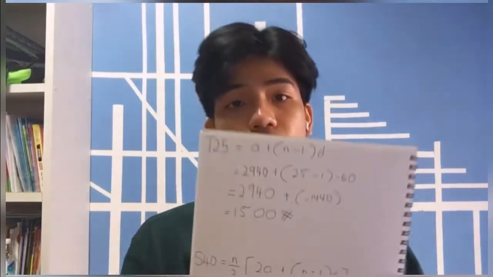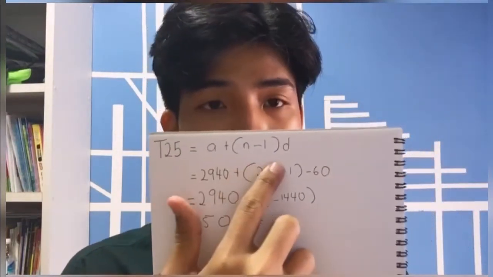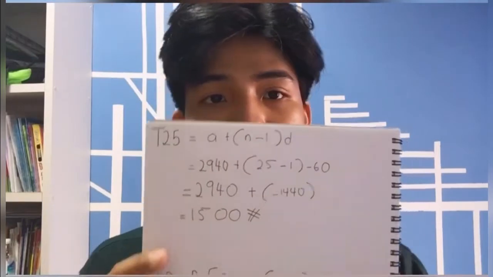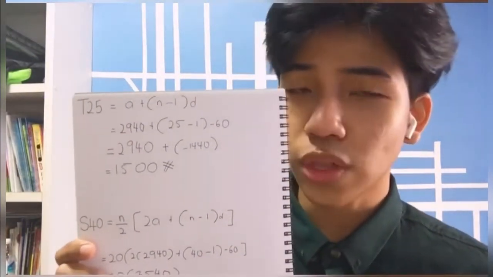Next question is how many houses were built in 1975. The first thing I do is find the gap between 1951 and 1975. So the gap is 25 years. So the calculation would be T25, and I use the formula of arithmetic sequence. And then the number of houses that were built in 1975 is 1,500.